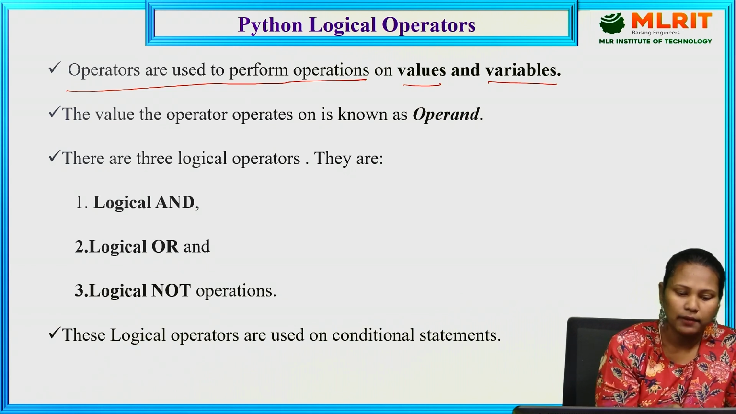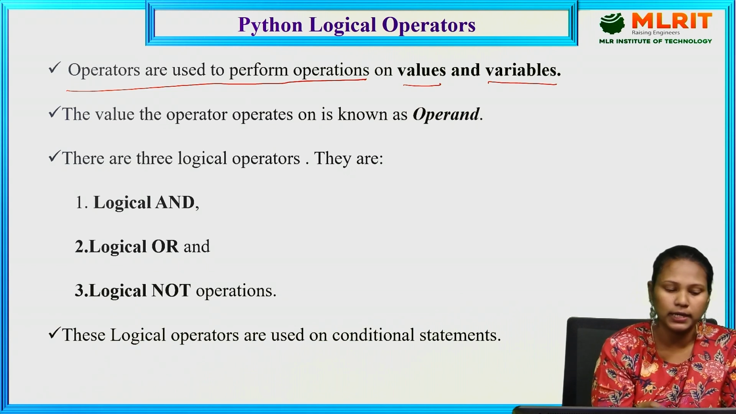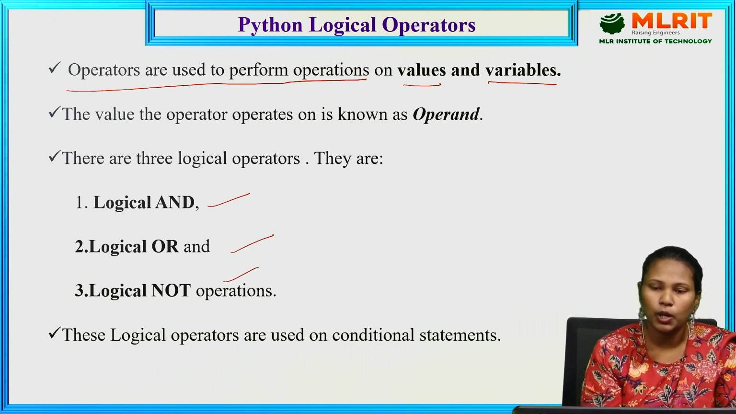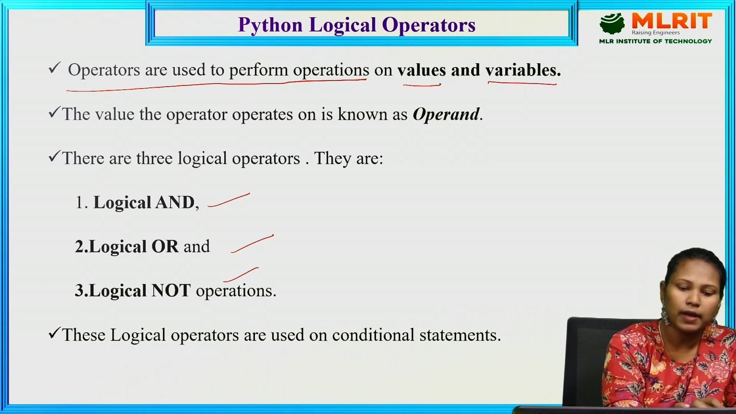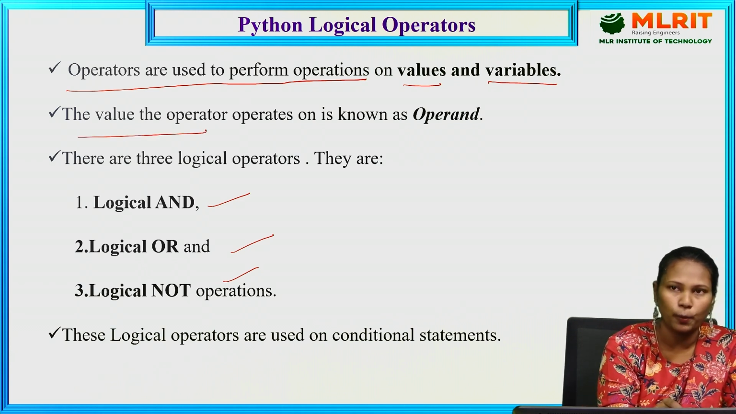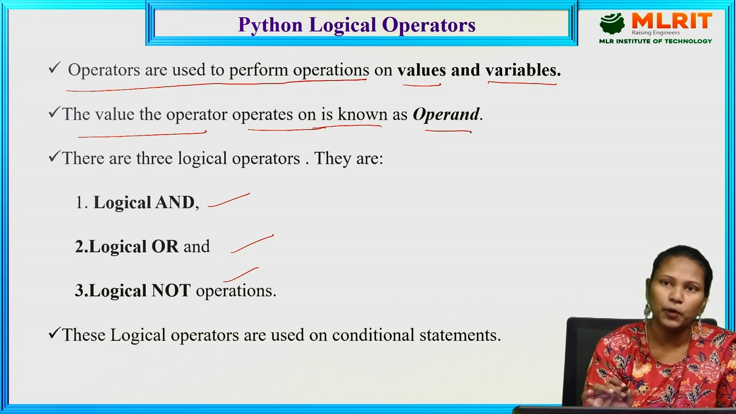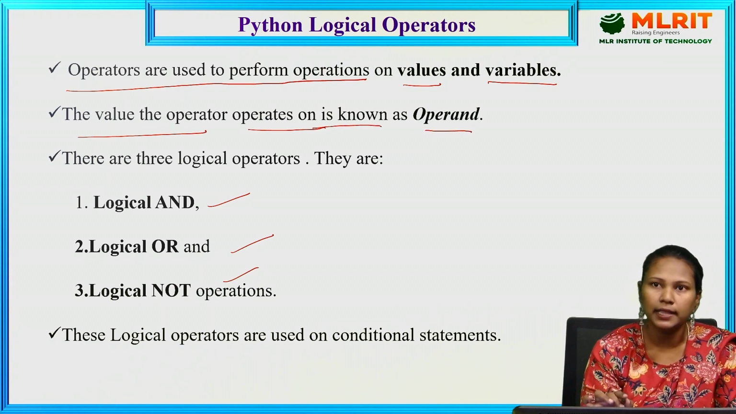So, there are 3 types of Python logical operators: logical AND, logical OR, and logical NOT. These are the 3 operations in the logical operators. The value the operator operates on is known as the operand. So, we are performing an operation between 2 values, that is logical AND or logical OR.